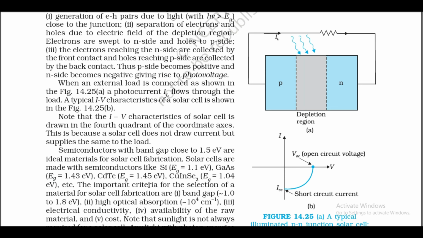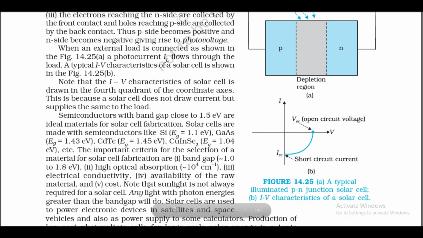The important criteria for the selection of a material for solar cell fabrication are: first, band gap of 1.0 to 1.8 eV. Second, high optical absorption, about 10^4 cm^-1. Third, electrical conductivity. Fourth, availability of the raw materials. And fifth, cost. Note that sunlight is not always required for a solar cell. Any light with photon energies greater than the band gap will do.